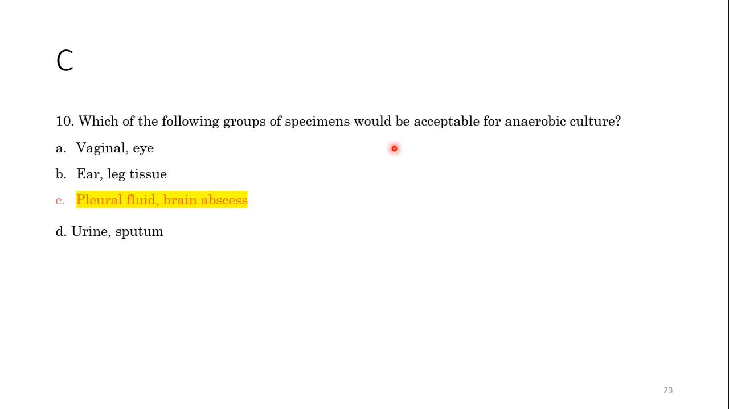I will repeat my statement from our previous rationalization. Again, the only specimens which are acceptable for anaerobic culture are those specimens which are obtained via needle aspiration. Okay? Like for example, pleural fluid. How do we collect pleural fluid? The method of collection for pleural fluid is thoracentesis, okay? And that is performed with the use of needle and syringe, right? Same as well with brain abscess. So again, the optimal method of collection for specimens acceptable for anaerobic culture are those obtained via needle aspiration, like pleural fluid, brain abscess. Number 10, letter C.